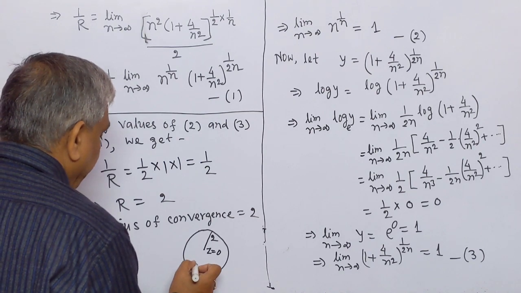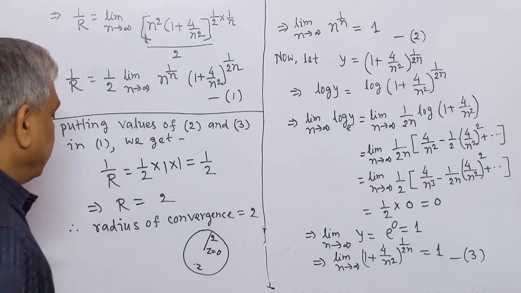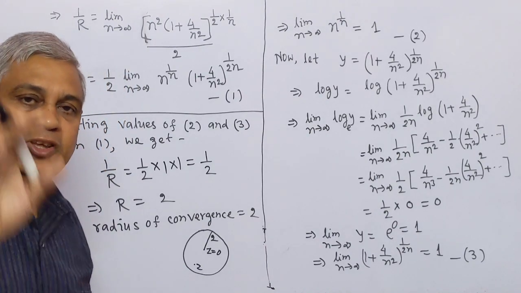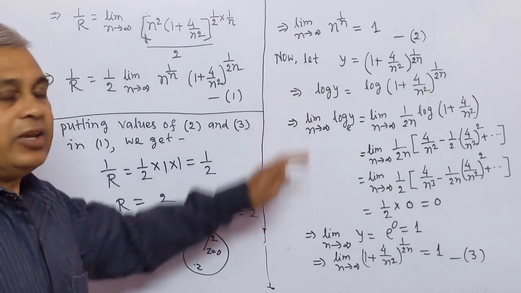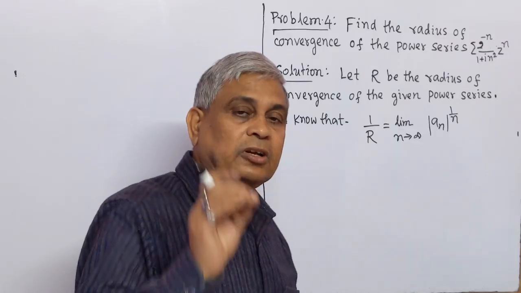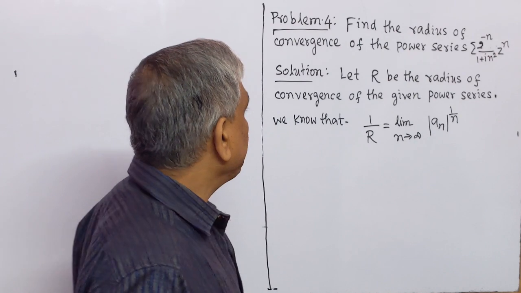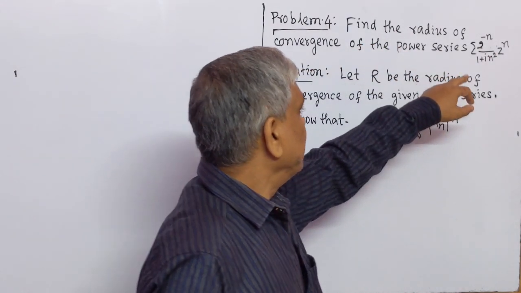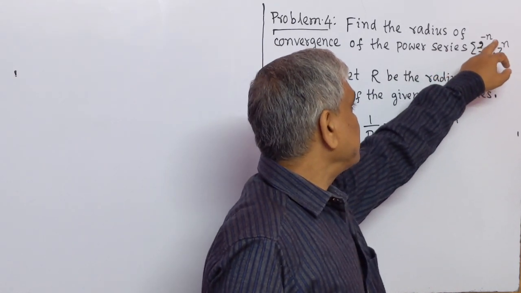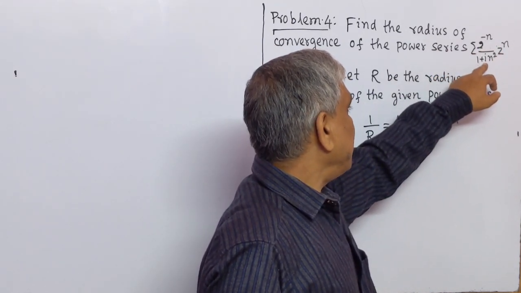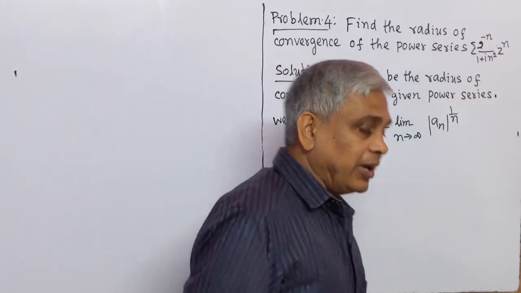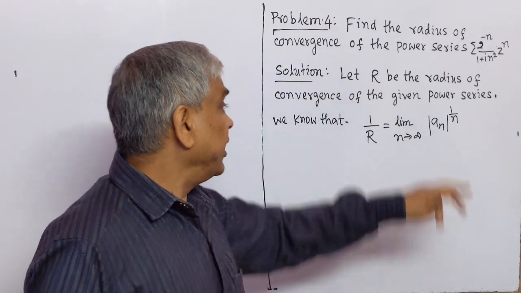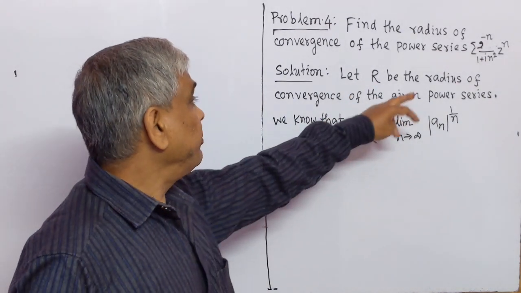Here we may take any point z inside the circle, then we will get that at this point the series is convergent. Now we solve the next problem. Problem is find the radius of convergence of the power series sigma 2 to the power minus n by 1 plus i n square z to the power n. Now we solve this. Let r be the radius of convergence of the given power series.